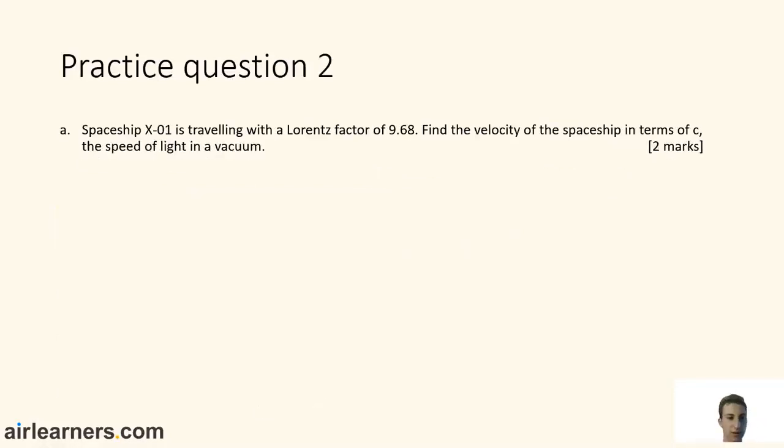All right, practice question 2. Spaceship X01 is traveling with a Lorentz factor of 9.68. Find the velocity of this spaceship in terms of c, the speed of light in a vacuum. 2 marks. Got a couple of minutes to do this. You can come back once you have finished.